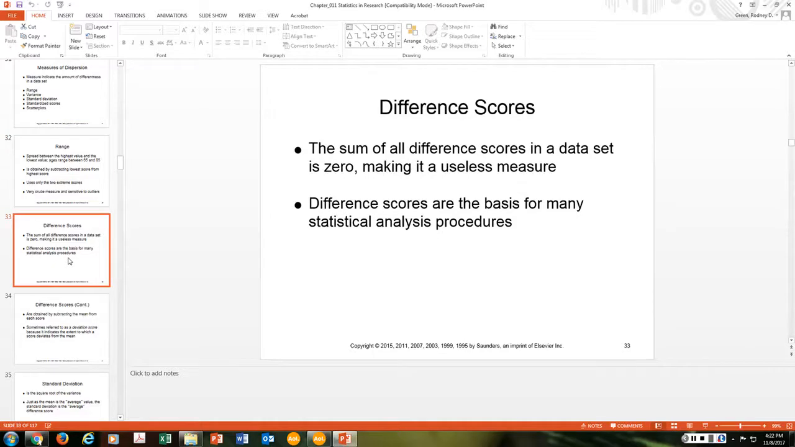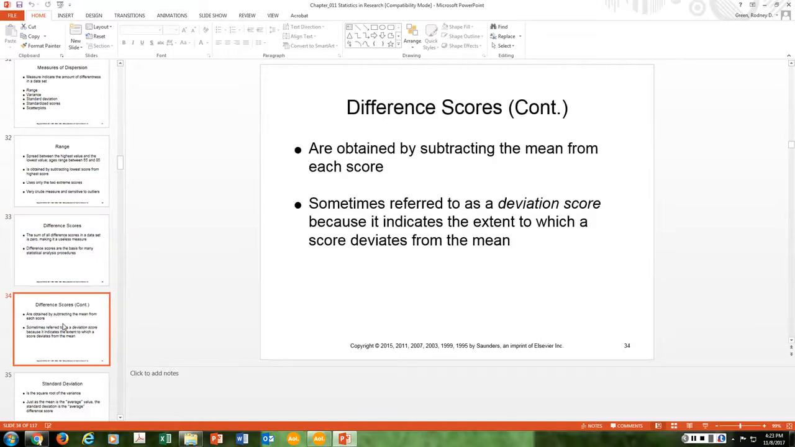Difference scores: the sum of all difference scores in a data set is 0, making it a useless measure. I don't think you'll see a lot of this in your nursing studies. Difference scores are the basis for many statistical analysis procedures. I don't think I've ever seen difference scores in a nursing study. They are obtained by subtracting the mean from each score, and sometimes referred to as a deviation score because it indicates the extent to which a score deviates from the mean.